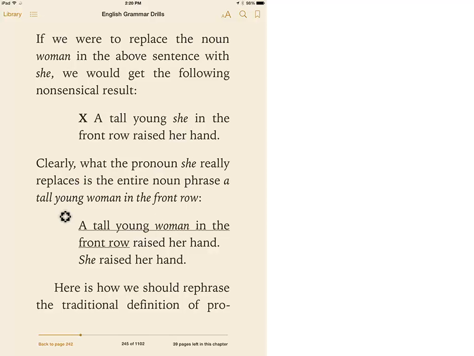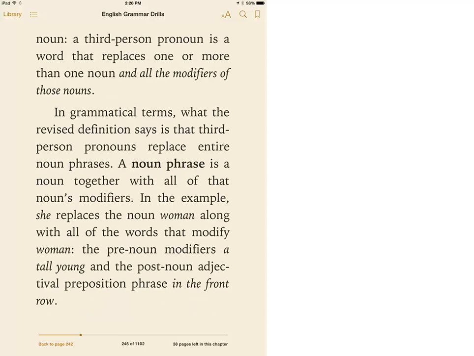So we're going to revise our definition of what a pronoun is. We're going to rephrase it, and it's going to look like this, right here. It says a third-person pronoun is a word that replaces one or more than one noun and all the modifiers of that noun. Okay, so a modifier is something that describes a noun. So we're going to go back and take a look at that.